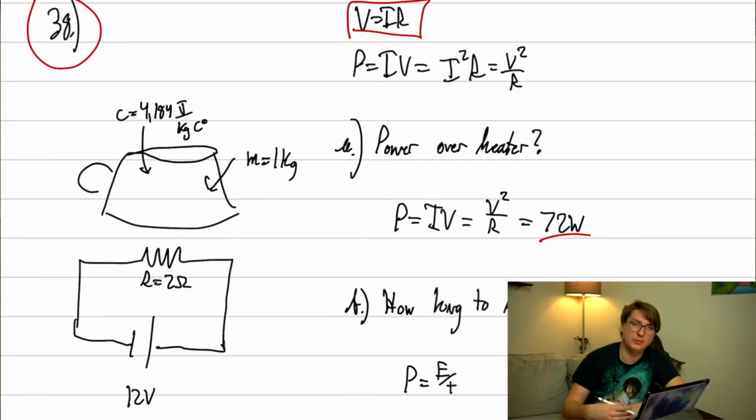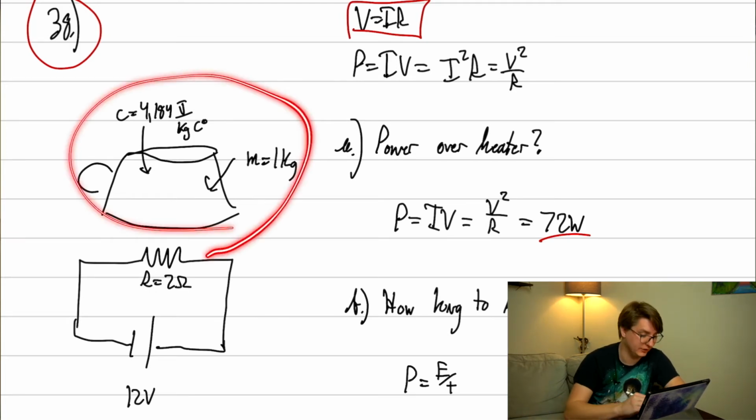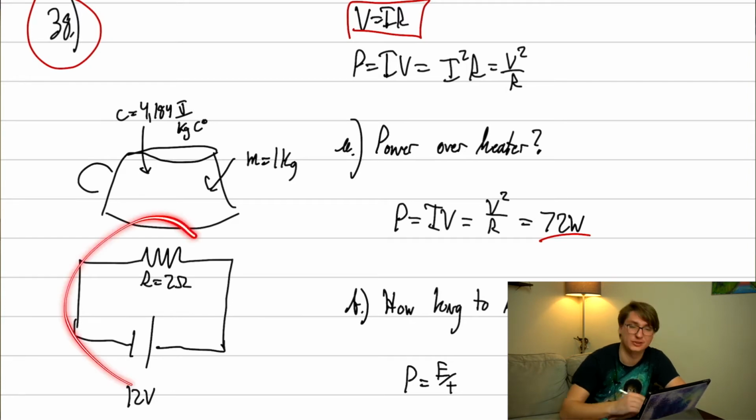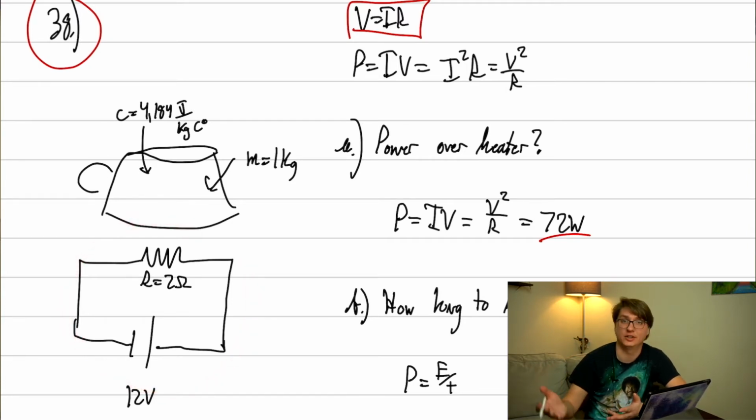So let's do another problem. And the nice thing about a lot of these problems is they have a lot of direct real-life applications. So we have a kettle here. It's being heated by some resistor. It's giving it heat. And we want to say a few things about it. We want to say what's the power of this resistor, this setup, and how long is it going to take to heat up, and how much is it going to cost to do that.